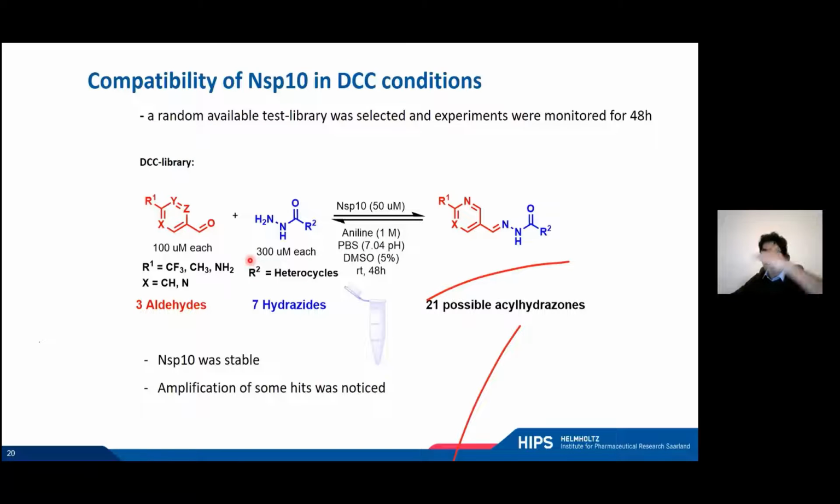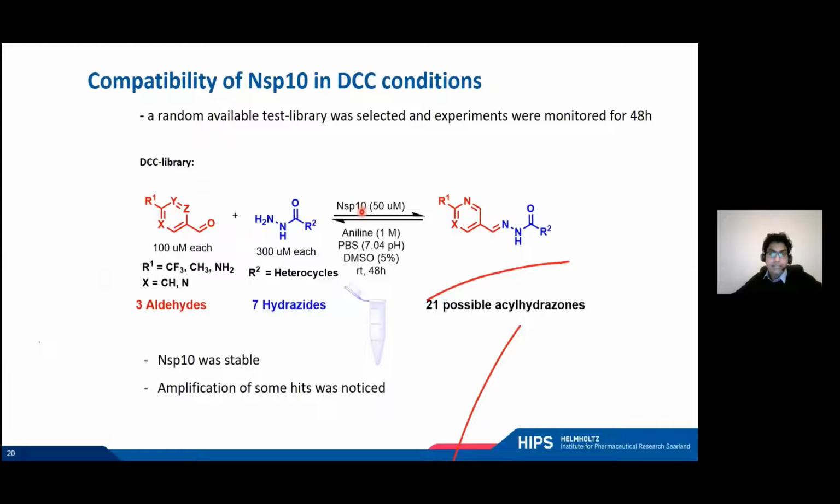So the first thing is to check that all the biological targets, all the biological proteins, are most probably not compatible with organic solvents, right? Fortunately, this acyl hydrazone formation reaction is really good in that it can be performed in water with a really slight amount of DMSO, which is 5%. So what we checked is that we have a random library. We use 3 aldehydes. Unfortunately, I can't show you the exact structures because of the privacy law at my institute. But just to give you an idea, we use 3 aldehydes and 7 hydrazides, right?